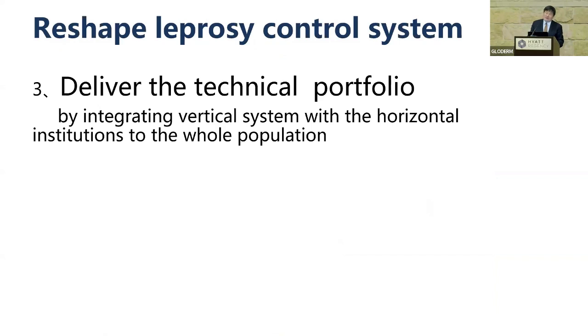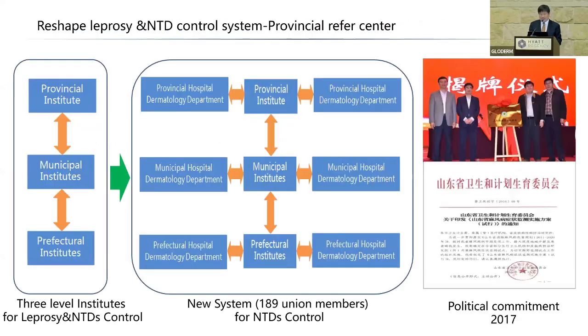After 70 years of campaign, leprosy has been eliminated. So today, we still keep these institutions, and also integrate the water system with the horizontal institutions to the whole population. You can take a look at this picture, from the provincial level, municipal level, prefecture level, and also from the horizontal point of view to the Department of Dermatology of the general hospital. Thus, we constitute a new network.